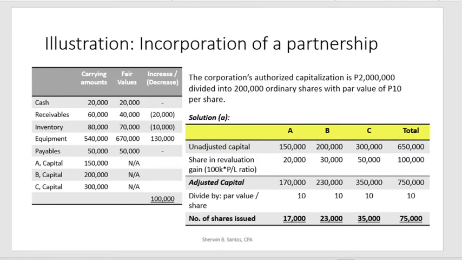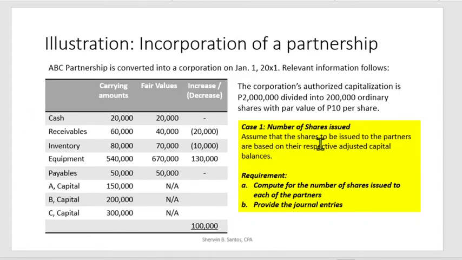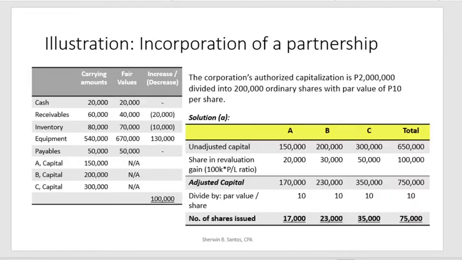Ang sabi, we assume daw that the shares to be issued to the partners are based on their respective adjusted capital balances. So, i-adjust muna natin ang kanilang capital balances. Ano ba ang unadjusted capital nila? 150, 200, and 300,000 as a total of 650,000. So, magkano ang share? Meron bang nabanggit na profit dito? Wala. So, doon tayo sa next, yung revaluation gains and loss.